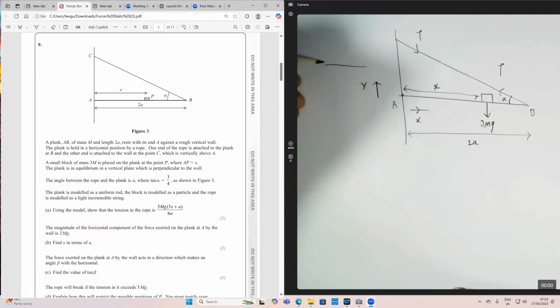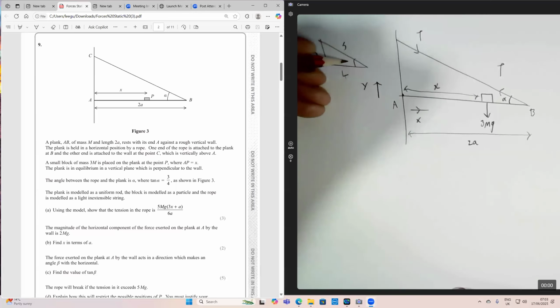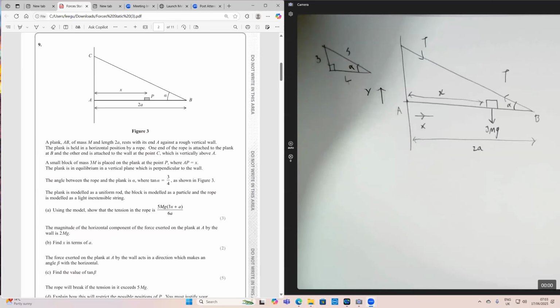So let's draw our little triangle. So we have tan is opposite over adjacent, so 3/4. There's our 5, there's our alpha. Okay, so that's going to be useful to us later in the question.